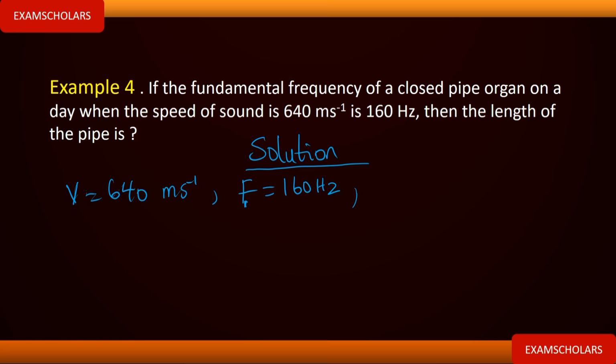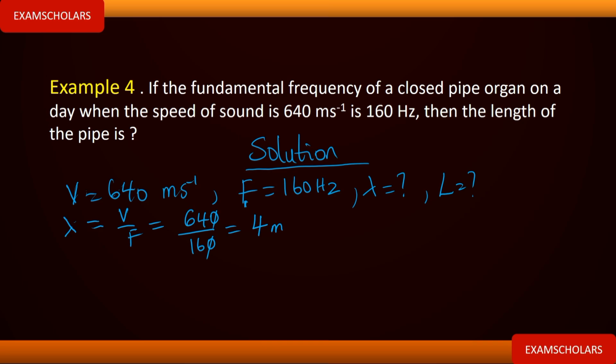Now, you need to find the wavelength. Once you get the wavelength, you can get the length of the closed pipe. So we don't know the wavelength, and we don't know what? L is unknown. So let's quickly find the wavelength. V is equal to F lambda. So lambda will now be V over F. What is the value? 640 divided by 160, so you have 4. This one is 4 meter.